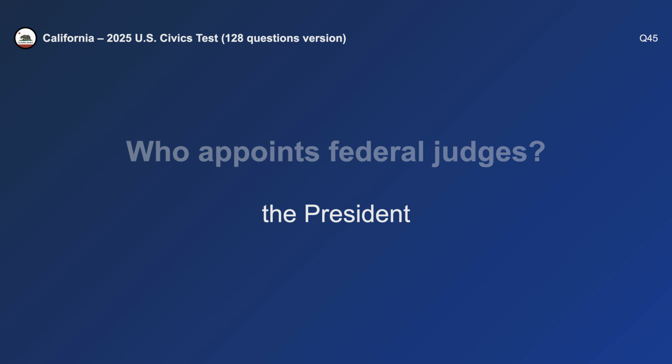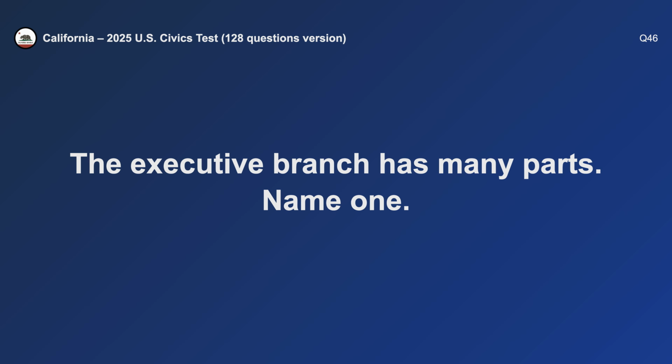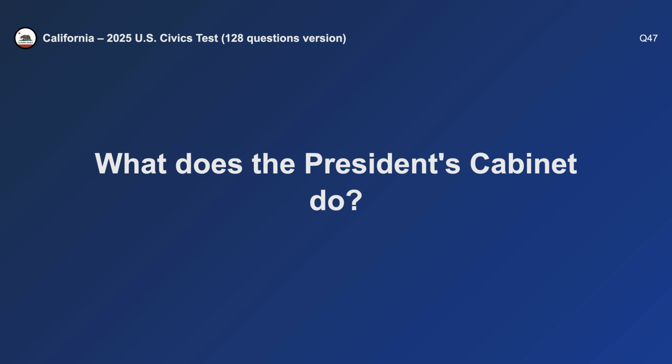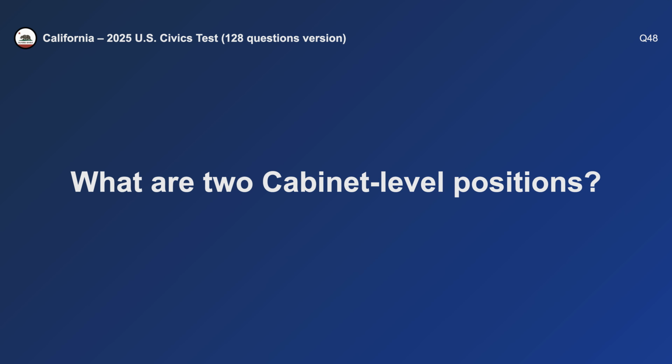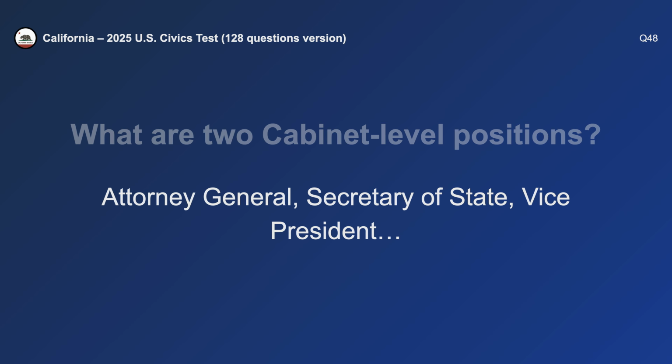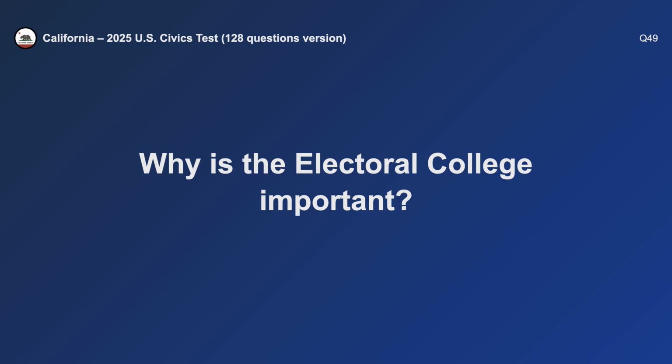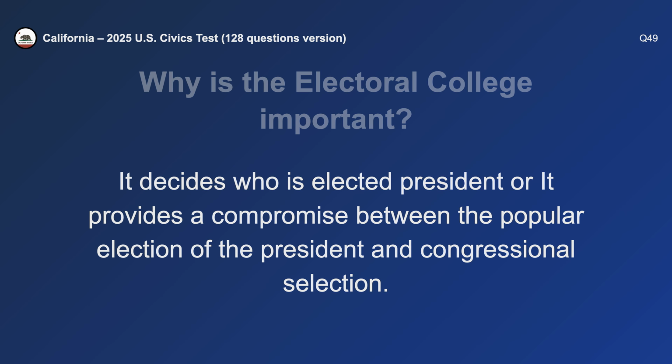The executive branch has many parts. Name one. The President. What does the President's cabinet do? Advises the President. What are 2 cabinet-level positions? Secretary of State and Vice President. Why is the Electoral College important? It decides who is elected president.